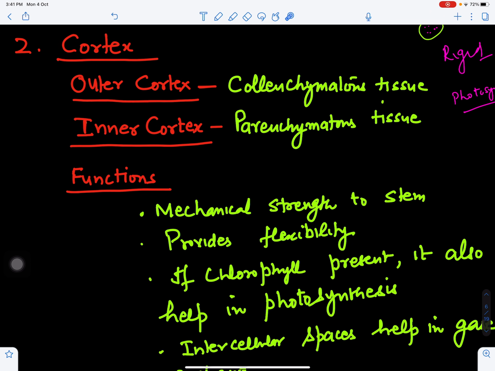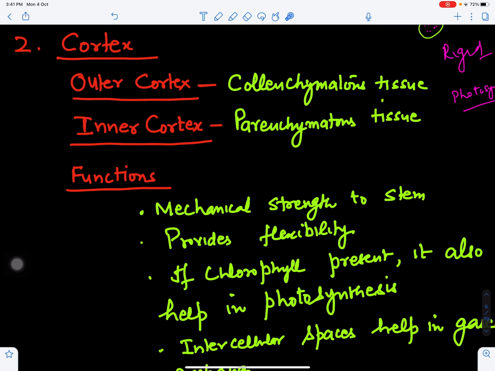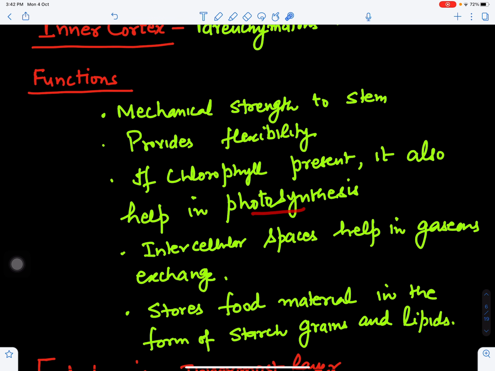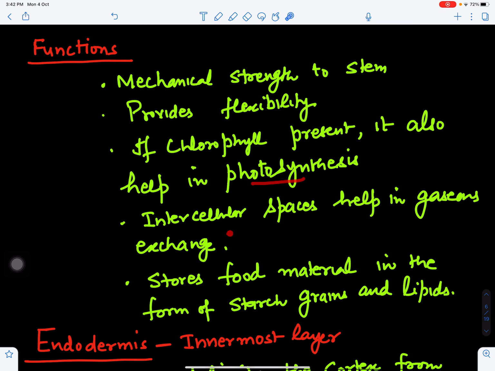The function of the cortex is this: if it is collenchymatous, it will provide mechanical strength to the stem, and parenchymatous tissue will provide flexibility. I mean, this can move easily. This is called flexibility. And if this zone has chlorophyll, then it will help in photosynthesis. All the intercellular spaces present in the cortex help in gaseous exchange, and a very important function is that extra food material will be stored in the cortex in the form of starch grains and lipids.